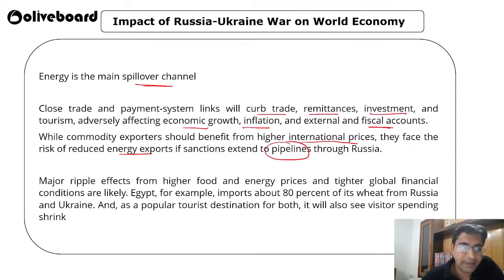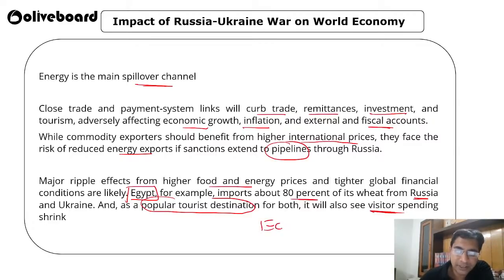Okay, so a major ripple effect from higher food and energy prices will go to Egypt. If we take the example of Egypt, it normally imports 80% of its wheat from Russia and Ukraine, and it is also a popular destination for tourists. So there will be a shrink in visitor spending.